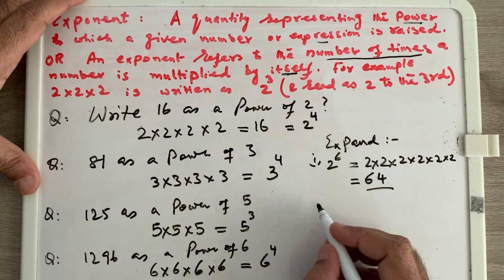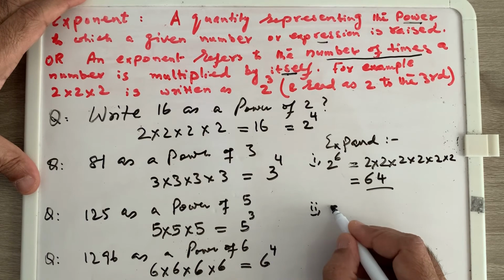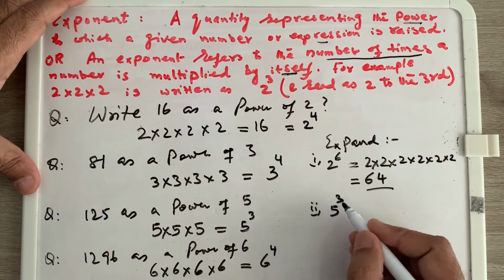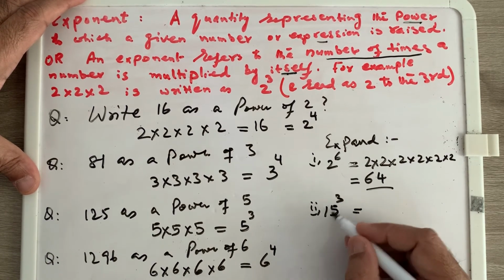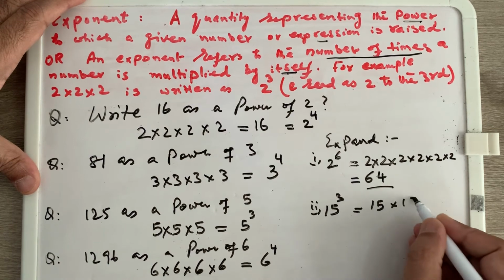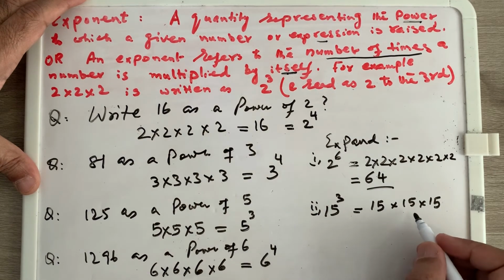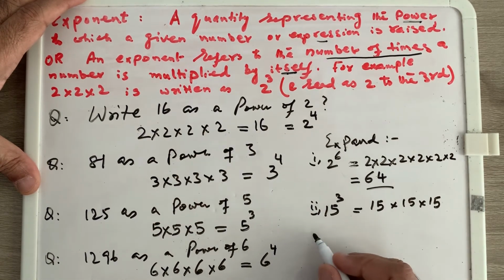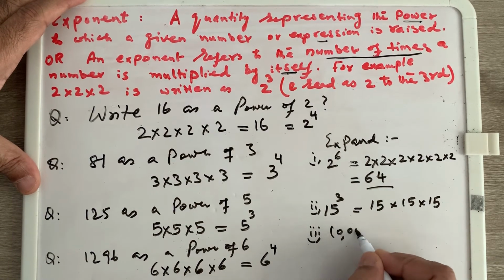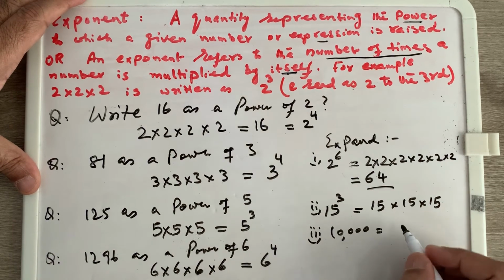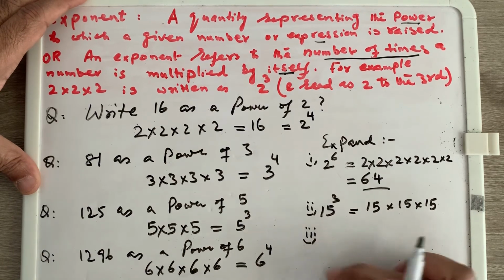You can have any number. Let's say 5 to the power 3, which we have already done, or 15 to the power 3, 15 cube. So 15 times 15 times 15, and you multiply it and get the answer. If you want to multiply with a calculator, it's nice and easy. And 10,000 is easy, we can do it by mental math: 10,000 as a power of 10.